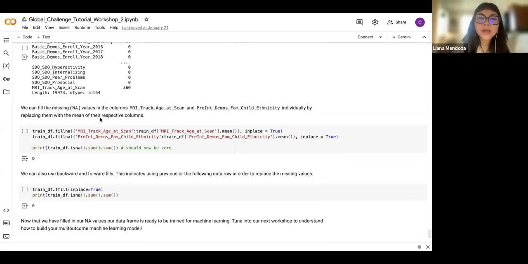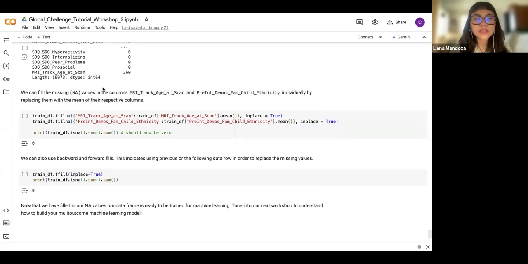And then we can also use backward and forward fills. Specifically for this data set, we tried both backward and forward fills. Backward fill was not capable of making all of the missing values 0, so there were still leftover missing values after the backward fill. But as you can see in this code, we used forward fill, and it did lead to a sum of 0 for our missing values.